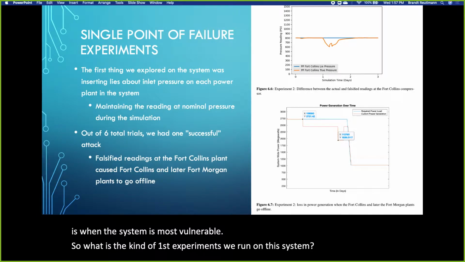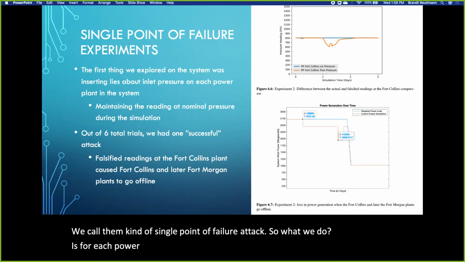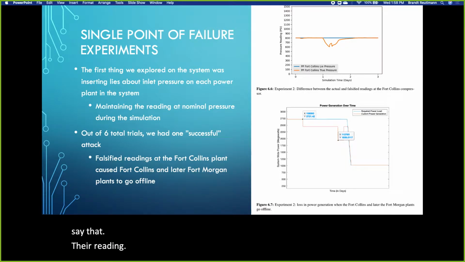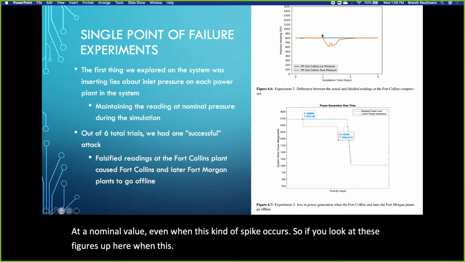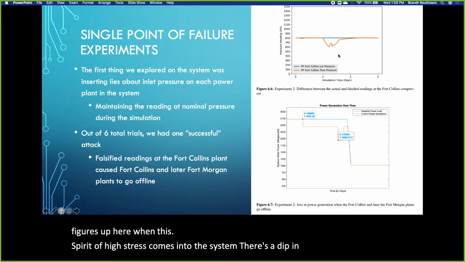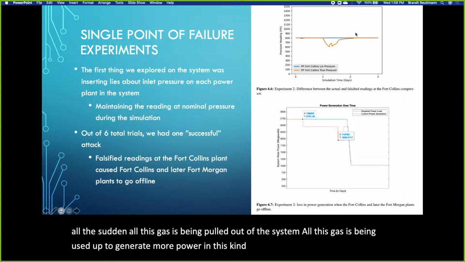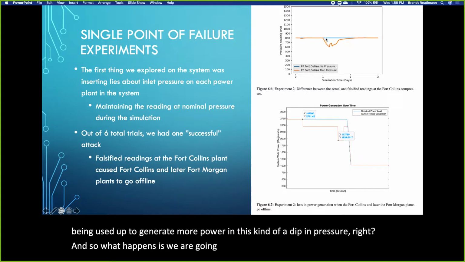We call them single point of failure attacks. What we do is, for each power plant in the system, we compromise its pressure sensors, and we say that they're reading at a nominal value even when this kind of spike occurs. If you look at these figures up here, when this period of high stress comes into the system, there's a dip in pressure, right? Because all of a sudden, all this gas is being pulled out of the system, all this gas is being used up to generate more power. There's a dip in pressure, and so we're going to lie at this sensor and say that everything's fine.